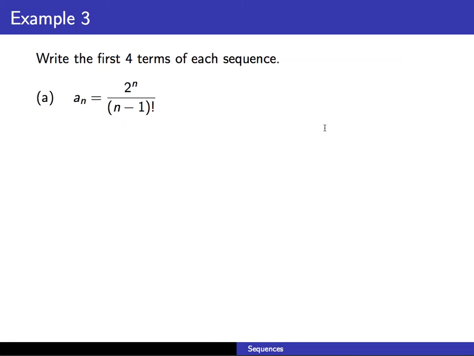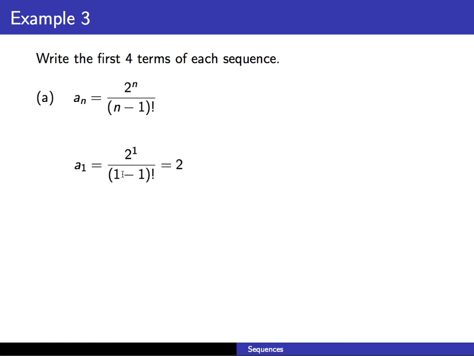Example 3: write out the first 4 terms of each sequence. We have a sub n equals 2 to the n over n minus 1 factorial. We're going to start with n equals 1, and when we do that, we end up with 2. And here's a good case of why 0 factorial equals 1. We would get division by 0 if it didn't.